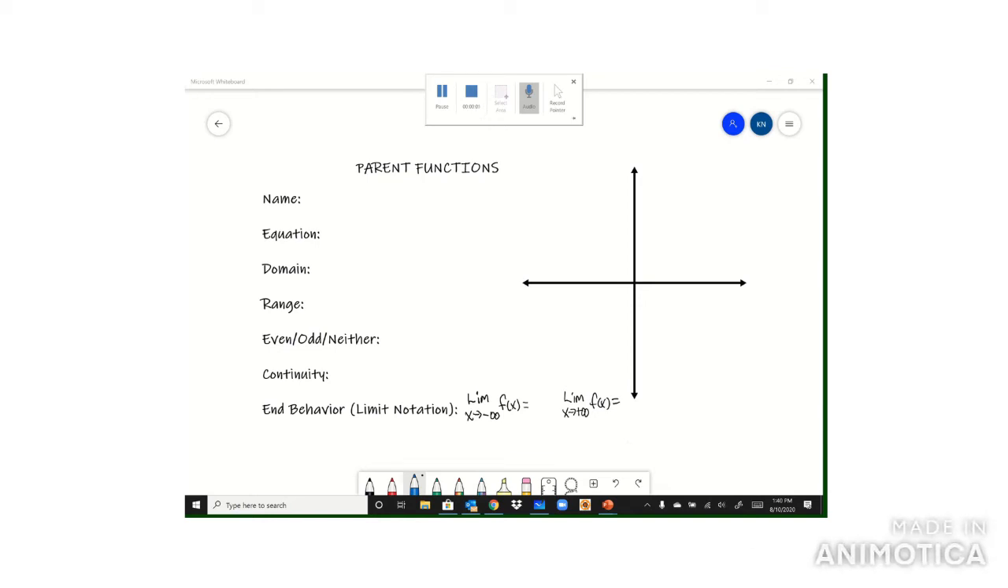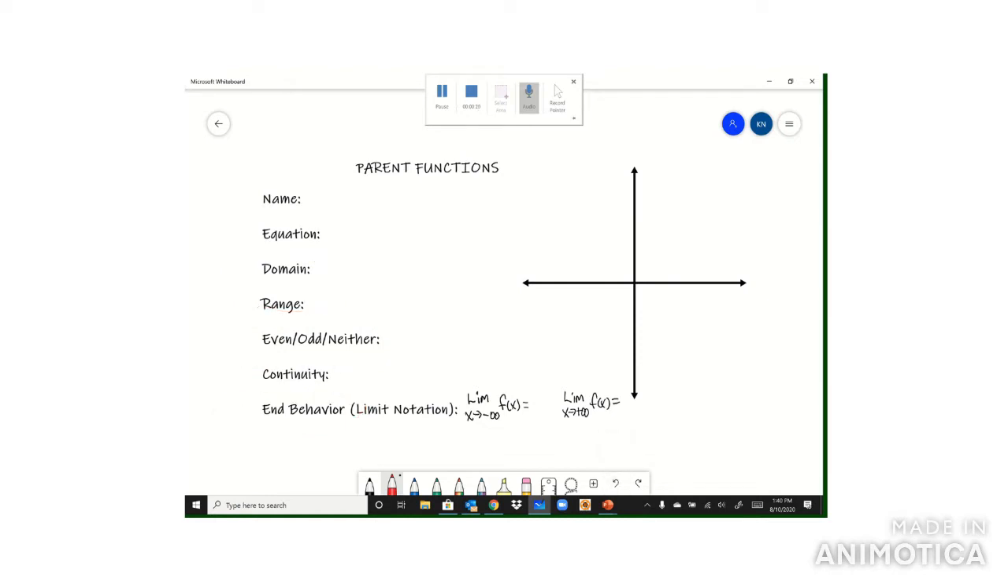This video is going to go over parent functions, the ones you need to know, as well as some attributes about them. So if you don't already know things like domain and range or even, odd, neither, etc., go watch a video on that before you watch this video, please. That way you know what I'm talking about and how I'm getting the answers that I'm getting.